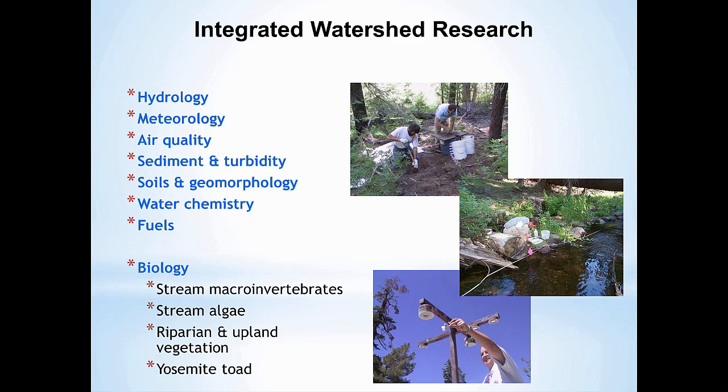And here's a laundry list of the kind of data that we are collecting. We're collecting hydrologic data, stream flow, soil moisture, and things like that, and air quality data, sediment and turbidity, soils. We're doing some soil sampling and geomorphic analysis. We're also doing water chemistry analysis. And then in terms of biology, doing some sampling as well.